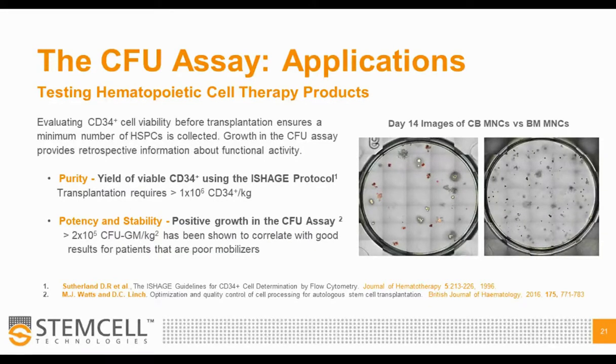So for transplantation purposes, they try to get a dose of at least 10 to the 6 CD34 cells per kilogram. And not everybody can measure the CD34 cells the same way. Flow can be a little bit unstandardized, and different people can look at it differently based on gating strategies. So there was a protocol published in 1996 to try and standardize this.